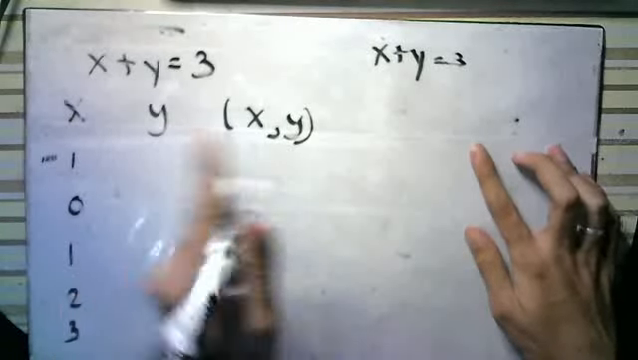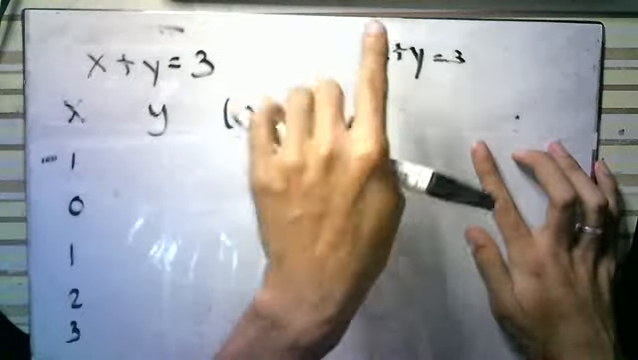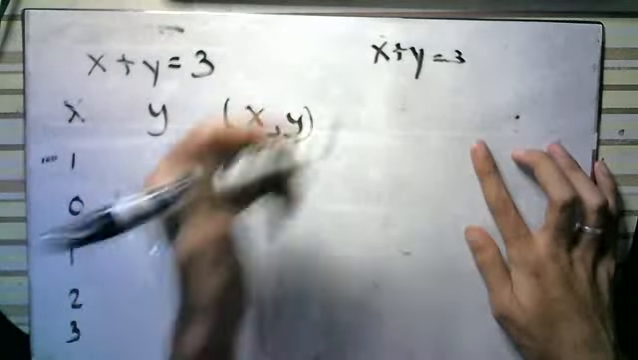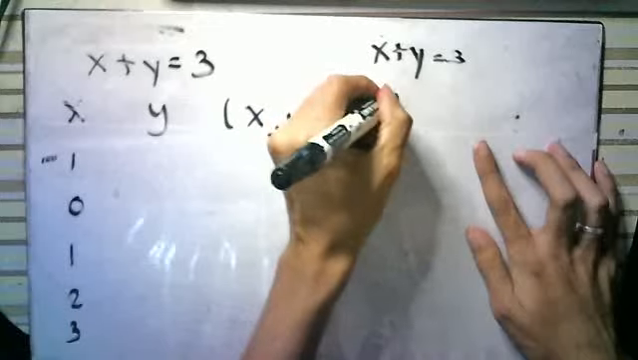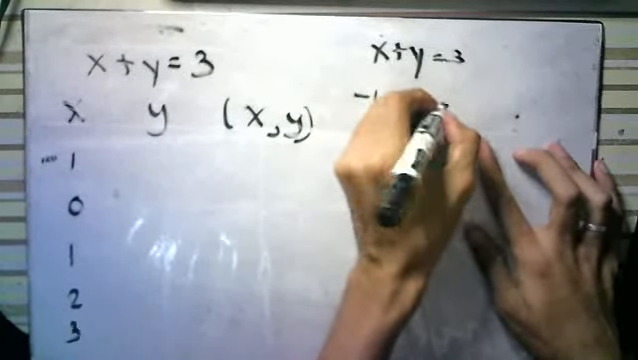Substitute negative 1. So substitute means replace. Palitan mo si x ng negative 1. So that will be negative 1 plus y is equal to 3.